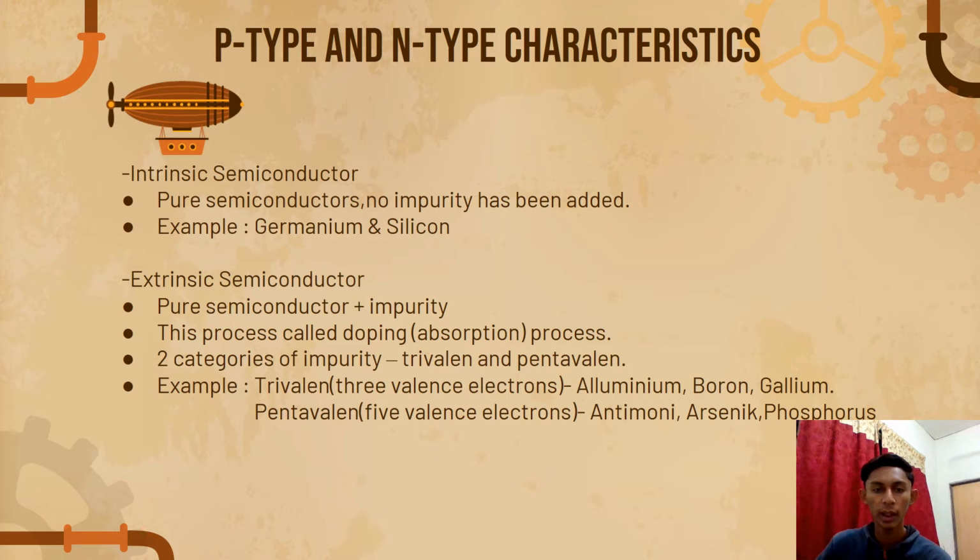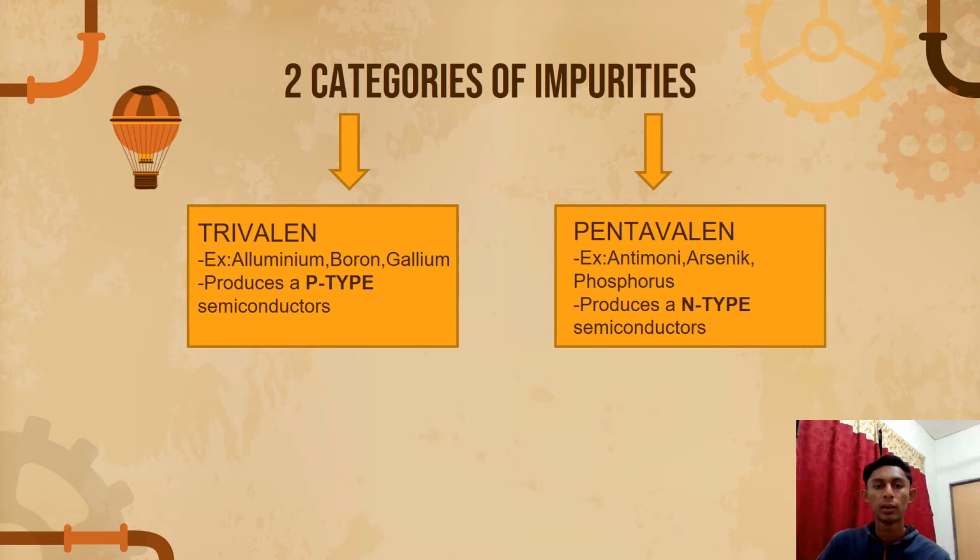Example: trivalent, 3 valence electrons: aluminium, boron, gallium. Pentavalent, 5 valence electrons: antimony, arsenic, phosphorus. Two categories of impurities: trivalent. Example: aluminium, boron, gallium. Product: P-type semiconductor.